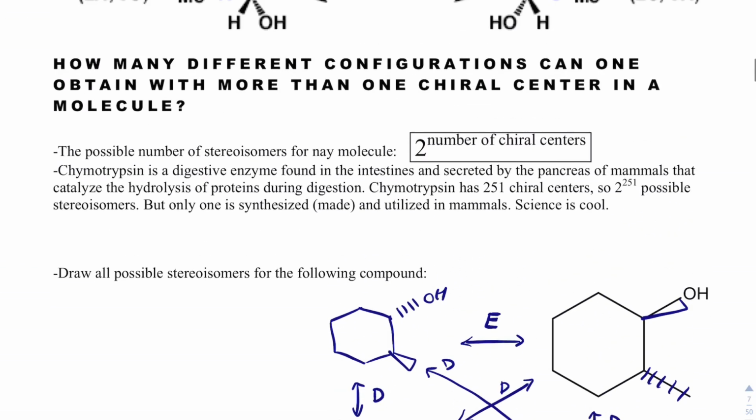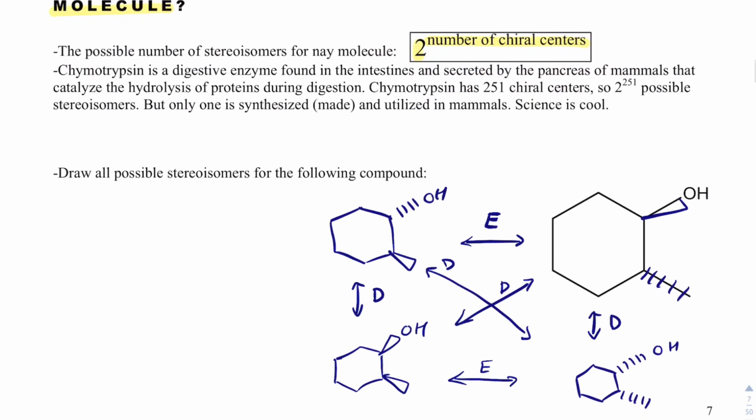Now the last thing I want to go over, and I'm going to flip back to earlier pages, is how many different configurations you can obtain if you have more than one chiral center on a molecule. It's actually a pretty nice formula, and it's just 2 to the power of the number of chiral centers. So this compound has 2 chiral centers, and I'll box them for you. If I want to know how many different structures I can draw that are considered stereoisomers, I do 2 to the second, which equals 4.